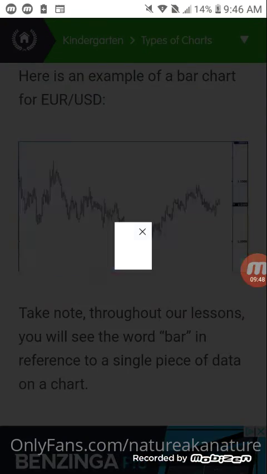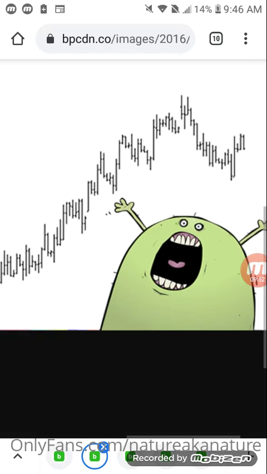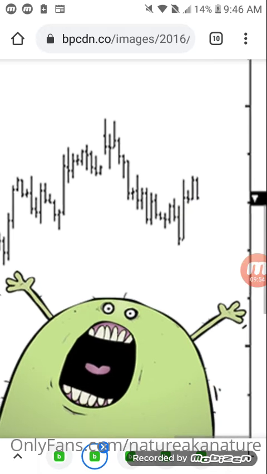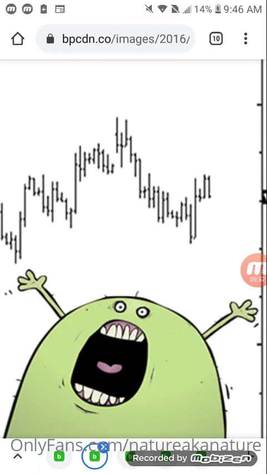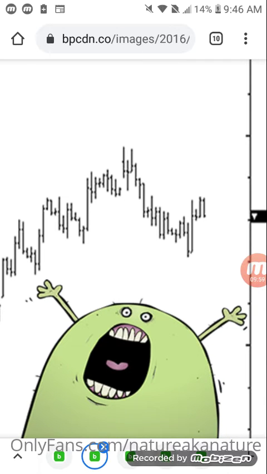So this is what a picture looks like of a bar chart. See the bar chart right here. This is what it looks like. The range of the momentum of the bar chart depends on how long the bar is. You've got the opening, the close, the high and the low. So this is with a bar chart.